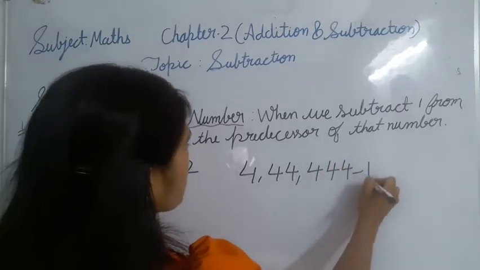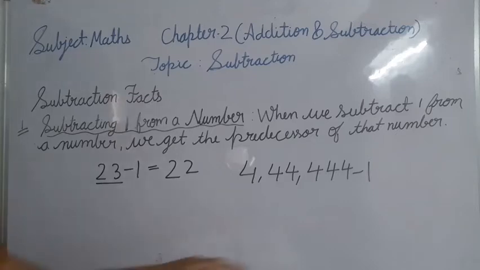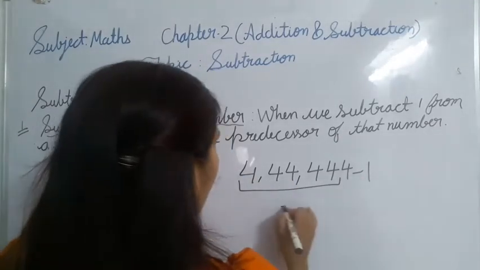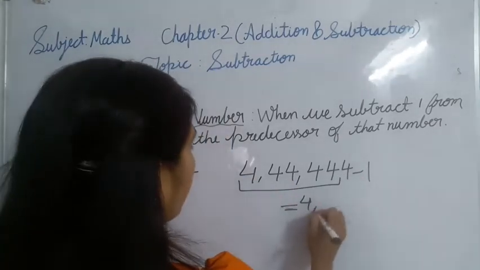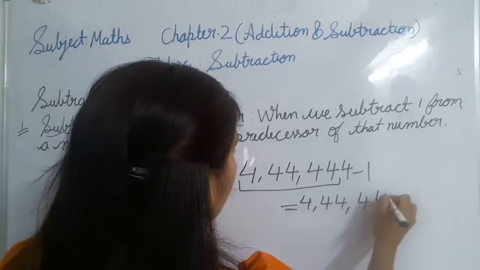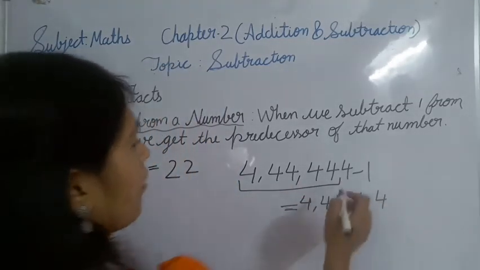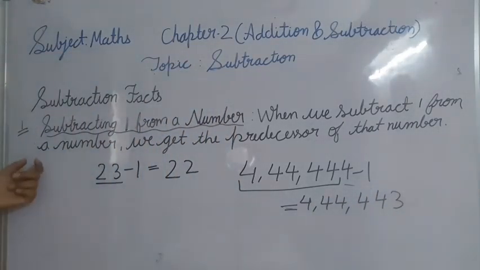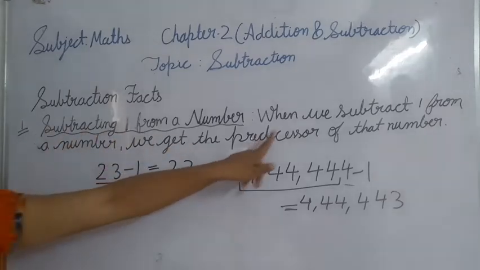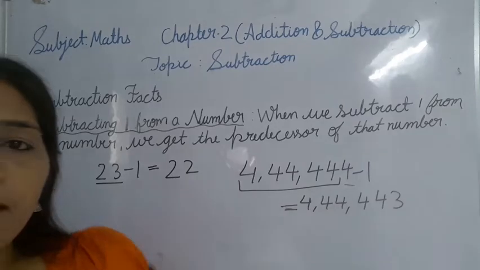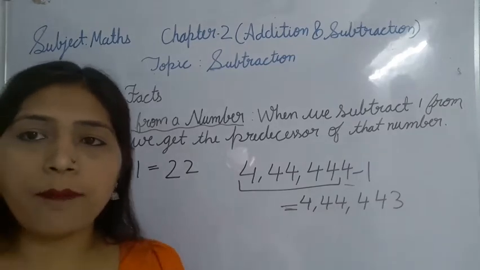4,44,444 minus 1. So what will happen when you subtract 1? So you will get the just before number. Yes, these digits will come same. I am writing here 4,44,440. Now 3 will come. Clear? So that is the second fact of the subtraction. When we subtract 1 from a number, we get the predecessor of that number. Predecessor means just before a number.